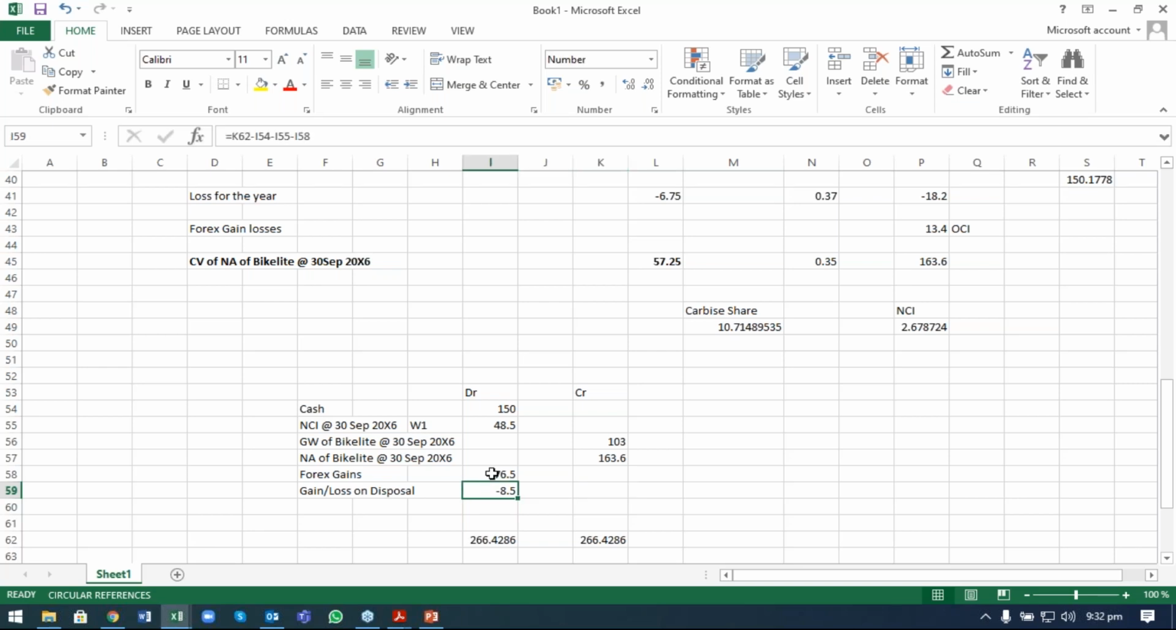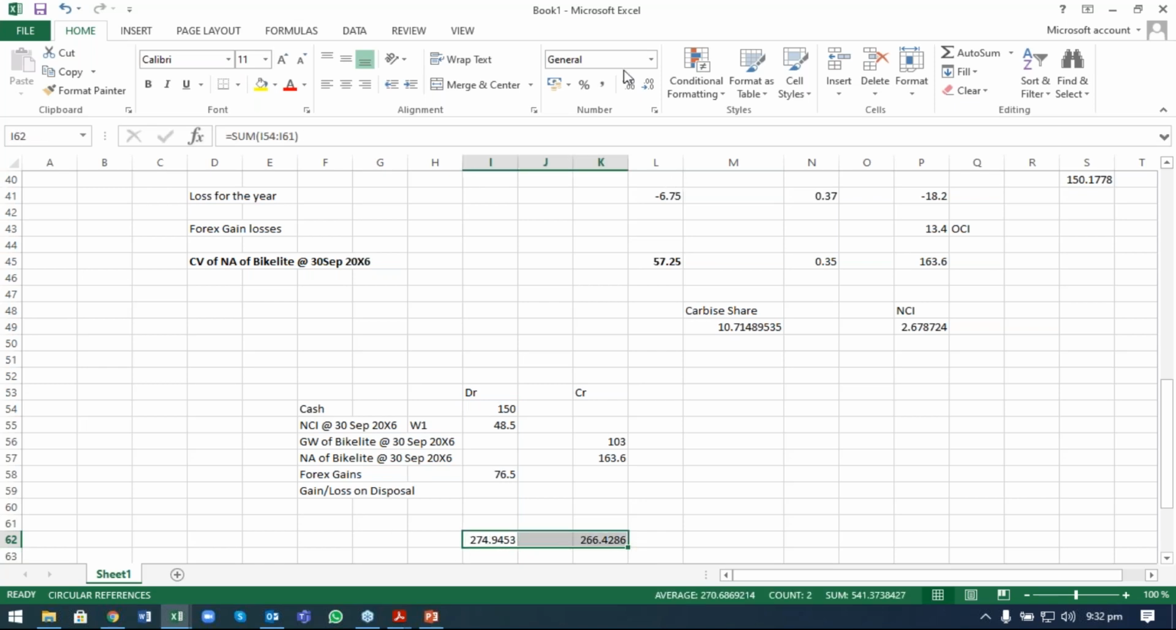So it's gain and loss on disposal. Might be there is some 150 million and 48.5 NCI. This is correctly goodwill. That should be 103 million. Net assets of backlight on 31 is 163.6 million, and forex gains was 76.5 million. So what is the problem then? 274. Okay, fine. This value is higher.